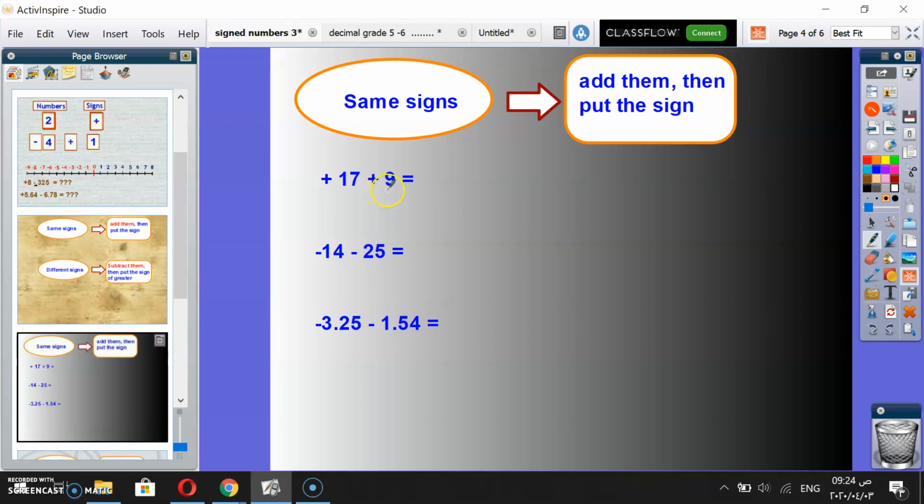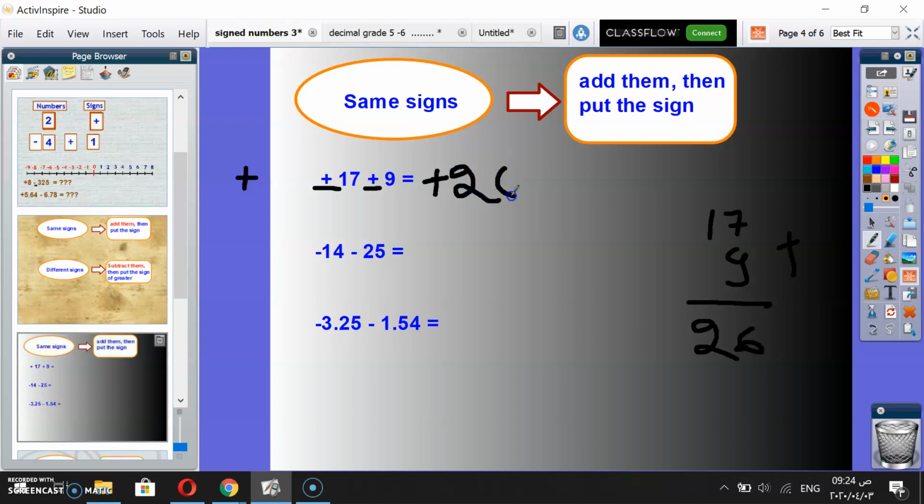Plus 17 plus 9. The sign of 17 is positive, and the sign of 9 is positive. So they have the same sign, which is positive. So I will put this sign, and I will add them because they have the same sign. So 17 plus 9 is equal to 26.